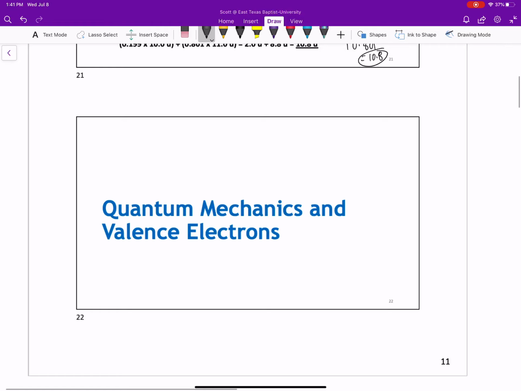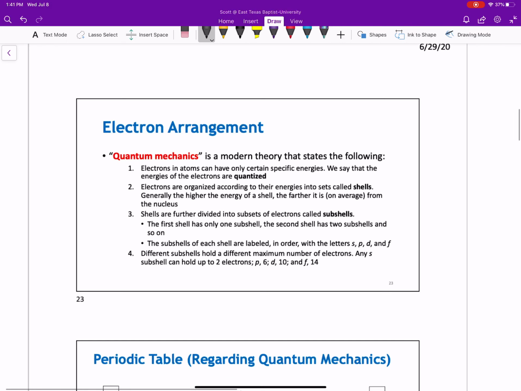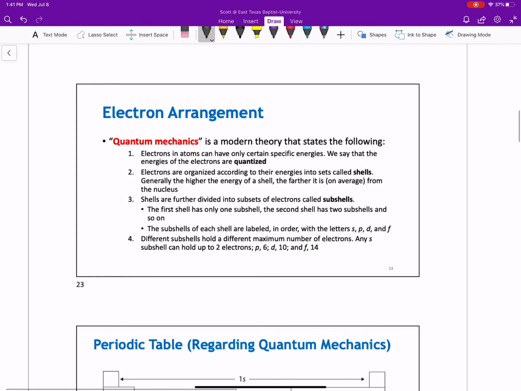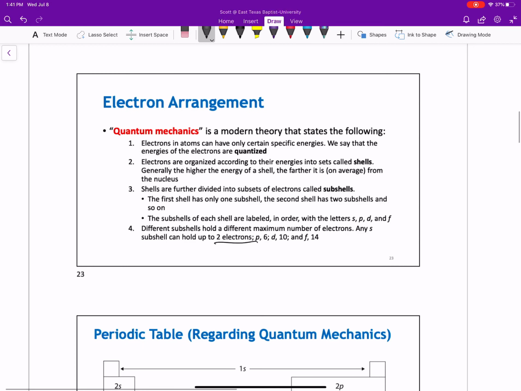Now we're going to talk about quantum mechanics and valence electrons. So, quantum mechanics is a modern theory that states the following. Energy is quantized. Electrons are organized according to their energies into sets called shells. The shells are further divided into subshells. And the subshells of each are labeled in order with letters such as S, P, D, and F. The different subshells hold a different maximum number of electrons. For instance, any S can hold up to 2 electrons, P 6, D 10, and F 14. Though usually, especially in this class, we don't deal too much with the F subshells.